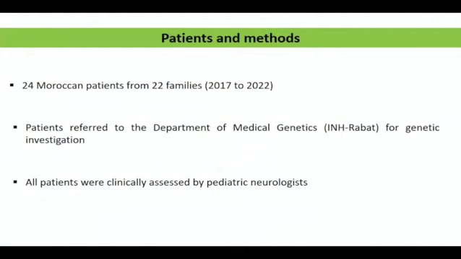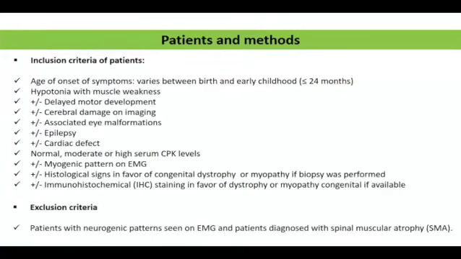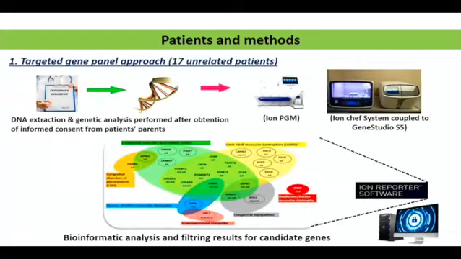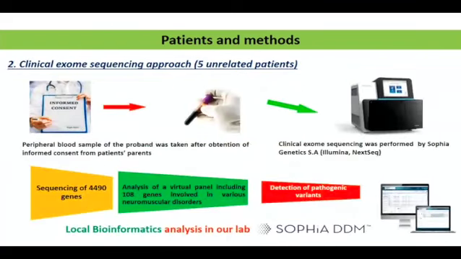This is the reason why this research work focused on these neuromuscular disorders. In line with the international bioethics rules, we investigated 22 Moroccan families, referred to our department after clinical assessment by pediatric evaluation. All these patients met our inclusion criteria. Firstly, genetic analysis was conducted by next generation sequencing technology using two approaches: targeted NGS gene panel and clinical exome sequencing with local bioinformatics analysis in our lab.